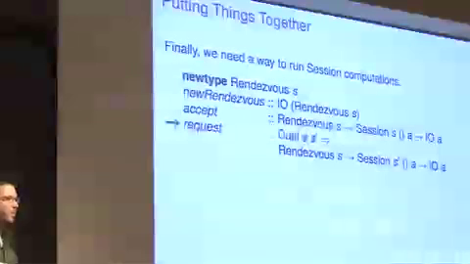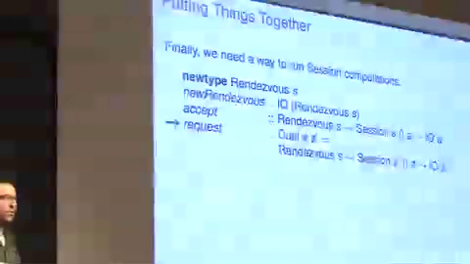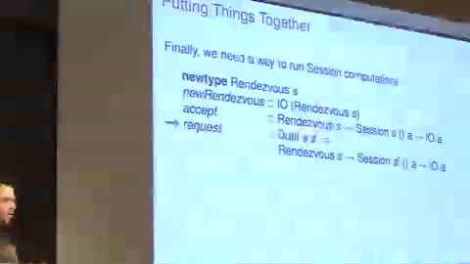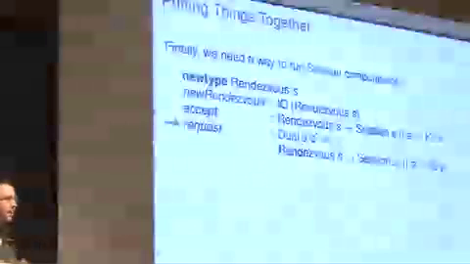So accept says if you have a session computation for some protocol S and a rendezvous point that agrees with that, then you can go ahead and run that computation. Or at least you can block until you have someone to talk to. So request then lets you synchronize on a rendezvous point where you have the dual protocol. So the idea is if you have one thread accepting and another requesting on the same rendezvous, and they have dual session types, then they'll be able to talk to each other, hopefully without any problems.